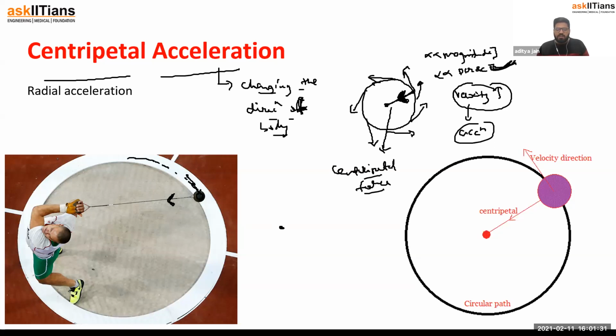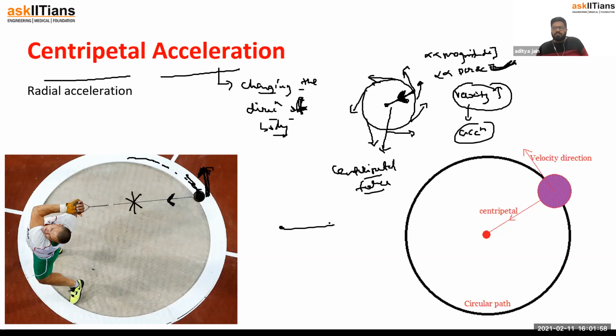Suppose I take the example of this shot put only. Suppose suddenly, when the person was revolving the shot put, I cut this wire. What will be the direction of motion of the shot put? The shot put will move in a tangential direction, because the velocity is always tangential. The shot put will continue to move in the tangential direction.